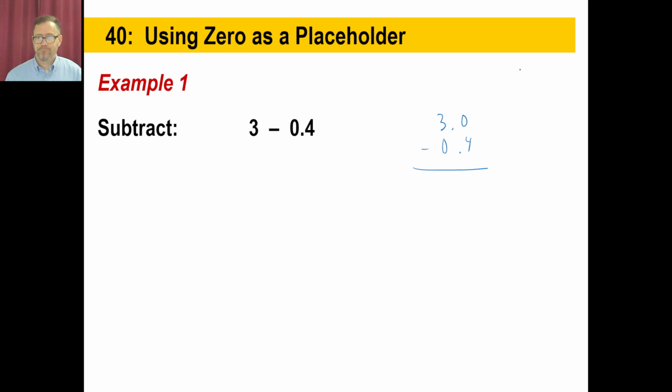That's it. Okay, so you can't do 4 from 0, so you borrow that, and there's the 2. There's a 10 there. 10 minus 4 is 6. Put the decimal right there to match up. 2 minus 0 is 2. There we go. That's all there is to it.